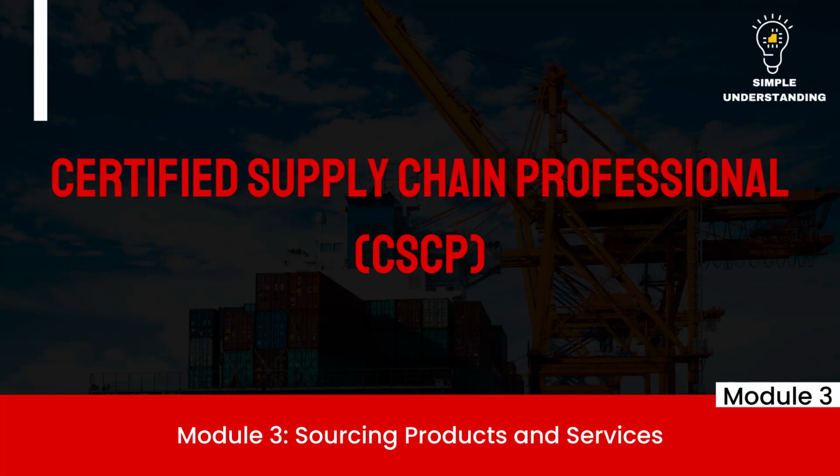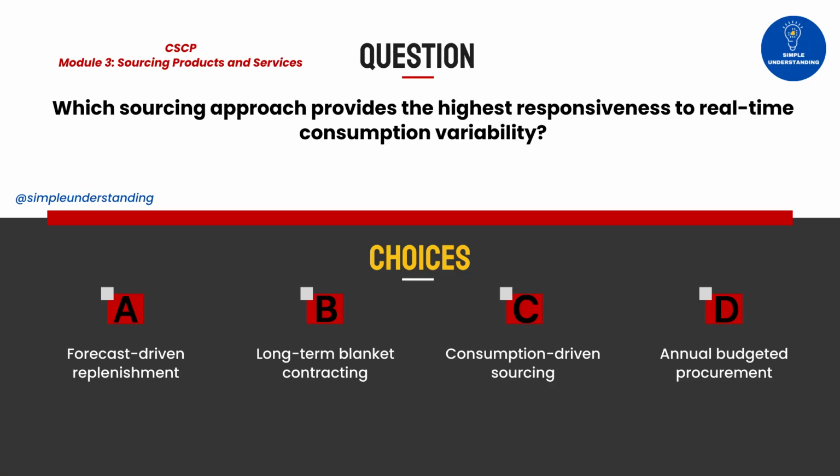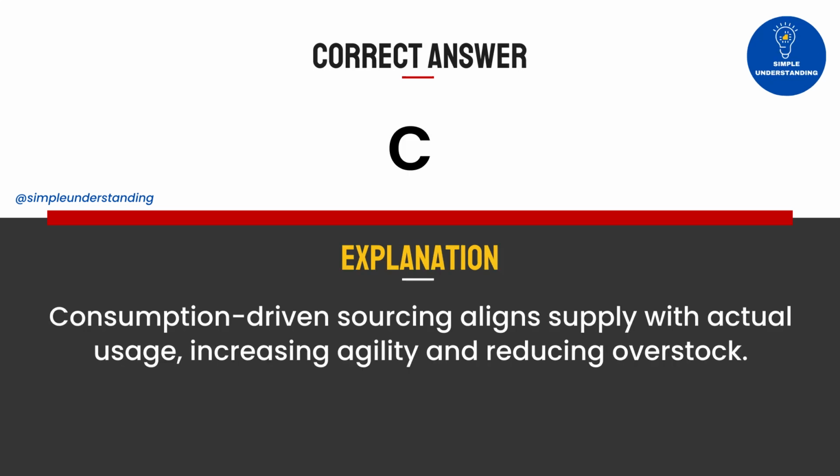Let's begin with Module 3, Sourcing Products and Services. 1. Which sourcing approach provides the highest responsiveness to real-time consumption variability? A. Forecast-driven replenishment. B. Long-term blanket contracting. C. Consumption-driven sourcing. D. Annual budgeted procurement. Correct answer, C. Explanation. Consumption-driven sourcing adapts directly to actual use patterns, improving responsiveness and reducing overstock.